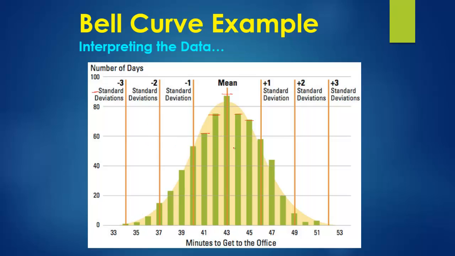When we put all this data together, we put it in the shape of kind of like a bell, hence the term bell curve. One standard deviation would be 37 minutes, and one standard deviation would be 40 minutes. Another standard deviation would be 46. So that means that we've got +3 and -3. So if we took that 46 and added another 3, that'd give us a 49. If we subtracted another 3, that'd give us a 37, and so on and so forth.